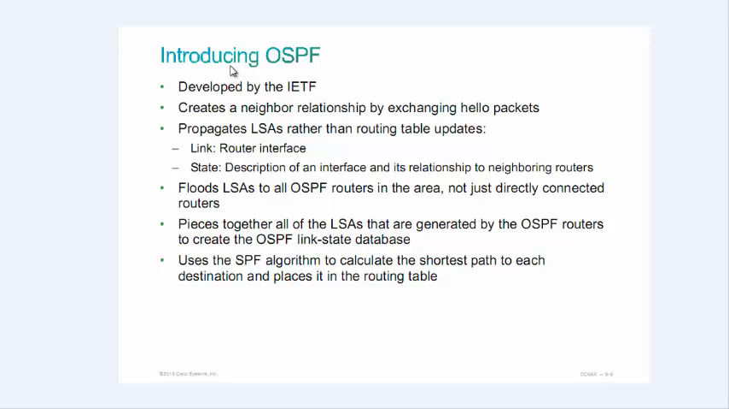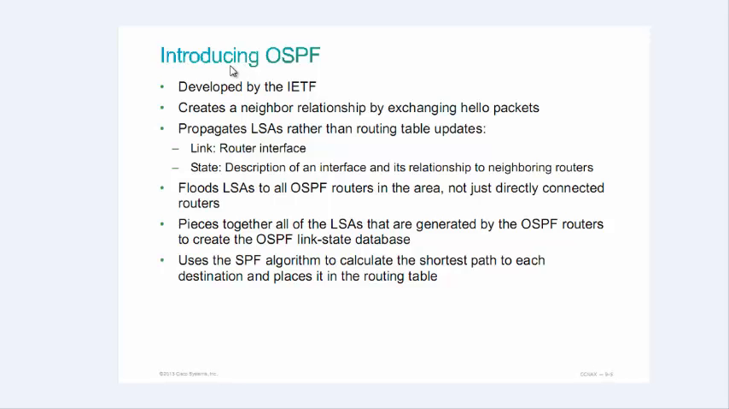The next point says the pieces of all the LSAs together are put into something called the LSDB. One more thing: on the LSDB, you will run an algorithm called the shortest path first algorithm, or in short the SPF algorithm, otherwise called the Dijkstra algorithm. Based on this algorithm, the shortest path to a destination is calculated, and that shortest path is put onto the routing table.